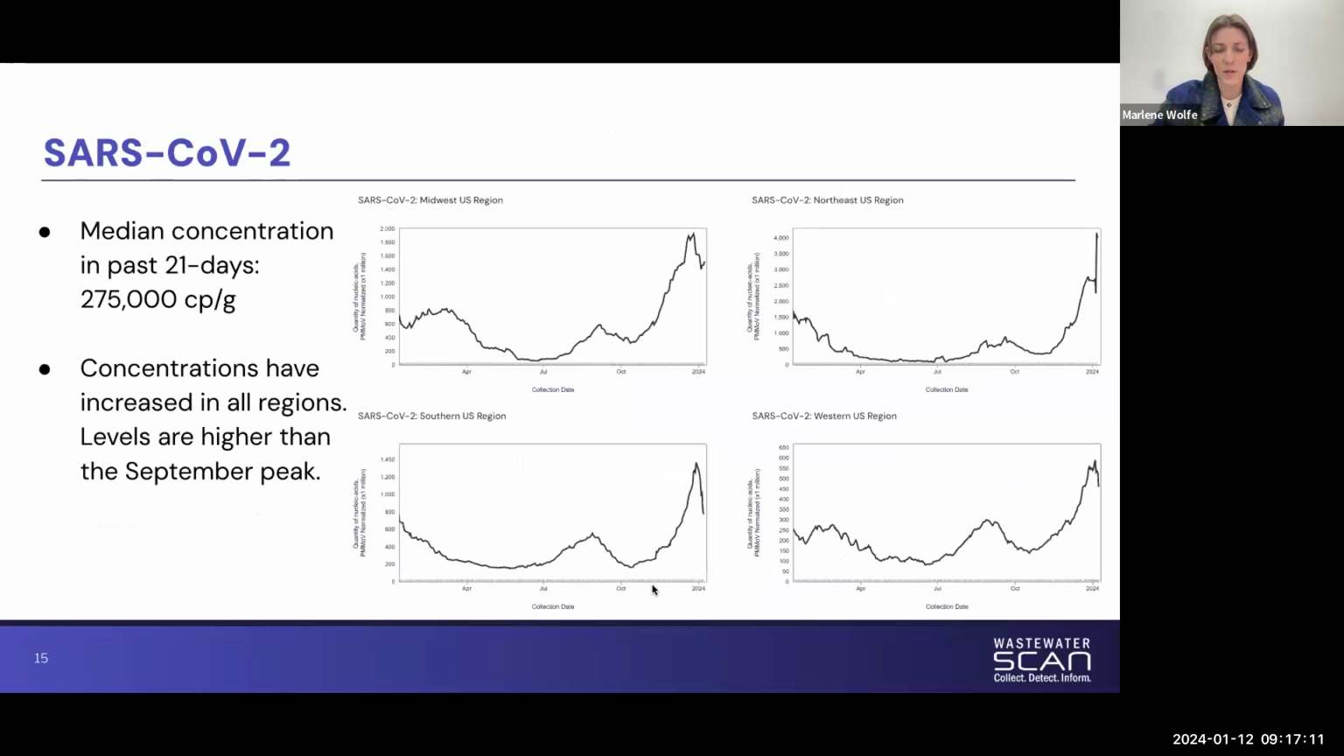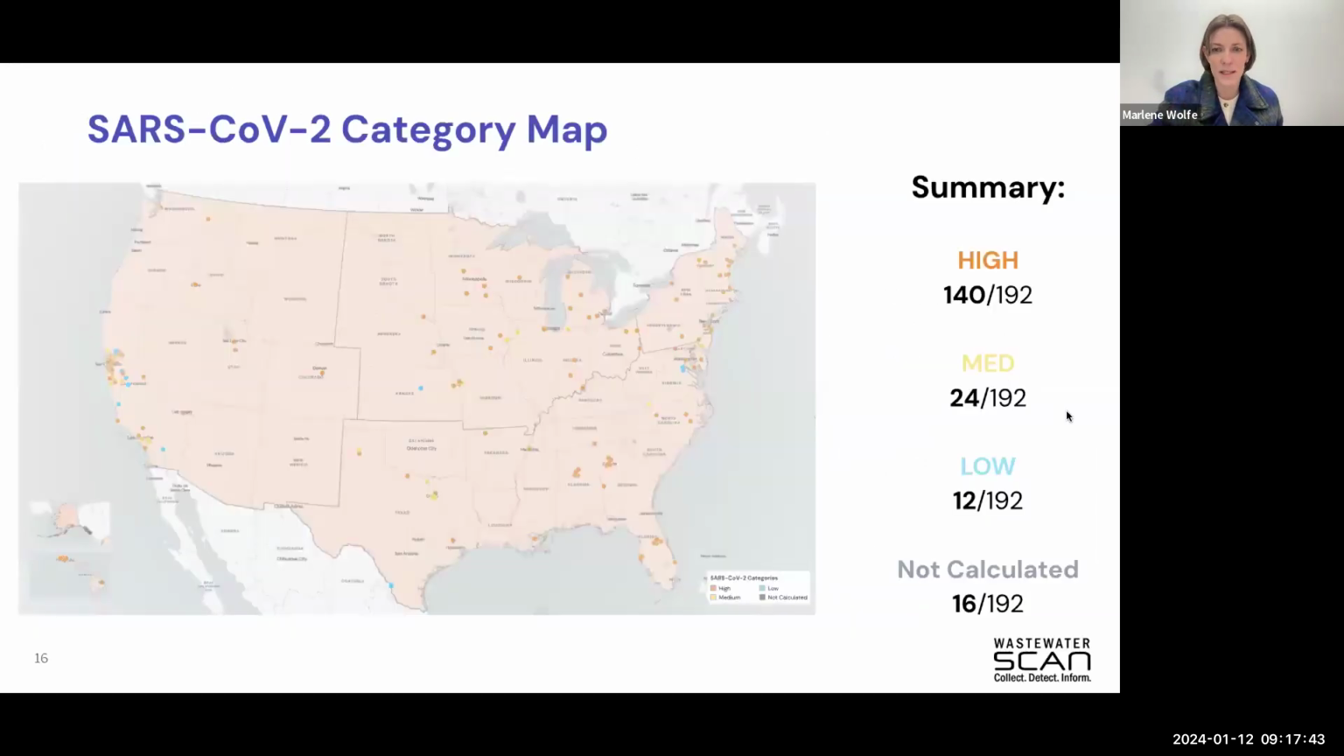So this is the SARS-CoV-2 data, the data for COVID, split out by region. We have the Midwest, the Northeast, the Southern US, and the Western US. And you can see that there aren't dramatically different patterns in these different regions of the country right now. Overall, we have been experiencing very high levels of SARS-CoV-2 in wastewater, and we are hopefully seeing a little bit of a decrease now. But a decrease at a high level is still a high level of SARS-CoV-2 in wastewater. And this is the category map, where you can see that the majority of the sites and all regions are in the high category.